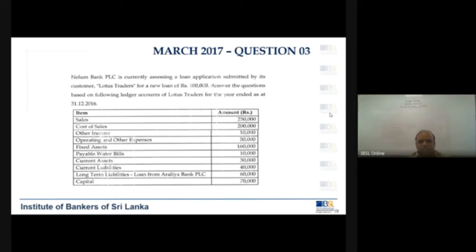So what is the first item? Sales. It's an income. Cost of sales, expense. Other income is already given as income. Yes. Operating and other expenses. Yes, it's an expense. Fixed assets is an asset. Payable water bills. What is that? Liability. Very good. When you see the word payable means it's a liability. Then current asset is an asset, current liability is a liability, long-term liability is liability again, capital means your equity. Okay, right. Let's go to the questions.